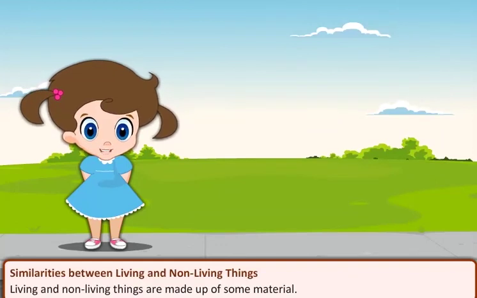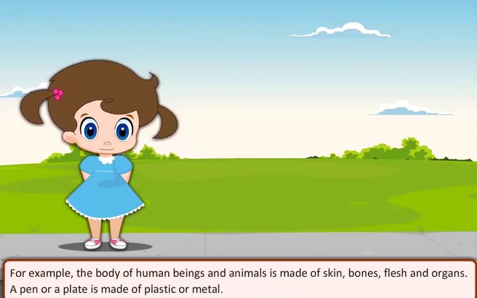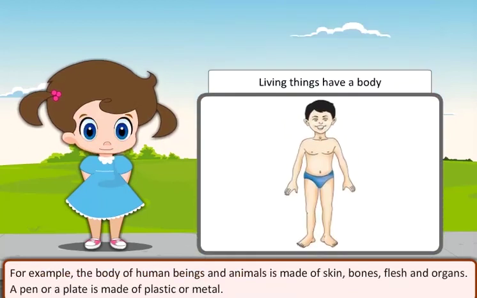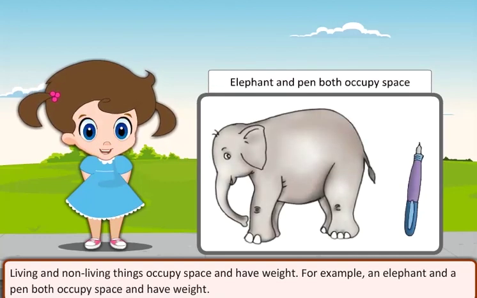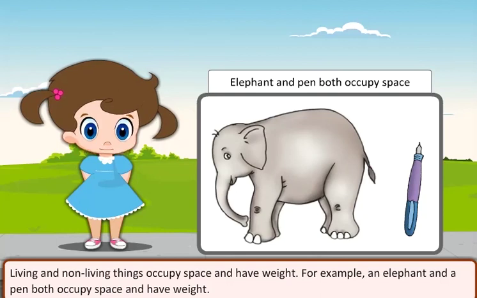Similarities between living and non-living things. Living and non-living things are made up of some material. For example, the body of human beings and animals is made of skin, bones, flesh, and organs. A pen or a plate is made of plastic or metal. Living and non-living things occupy space and have weight. For example, an elephant and a pen both occupy space and have weight.